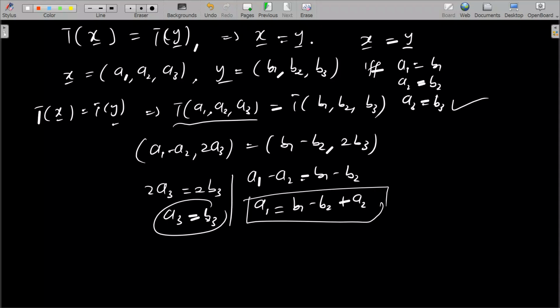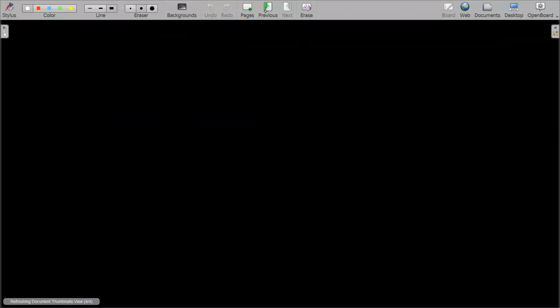So it means T is not one-to-one, because if it was supposed to be one-to-one, saying that T of x equals T of y should give us x equals y. In that case, a1 should be equal to b1, a2 should be equal to b2, and a3 equals b3. So that's the other way you can also show the one-to-one part.